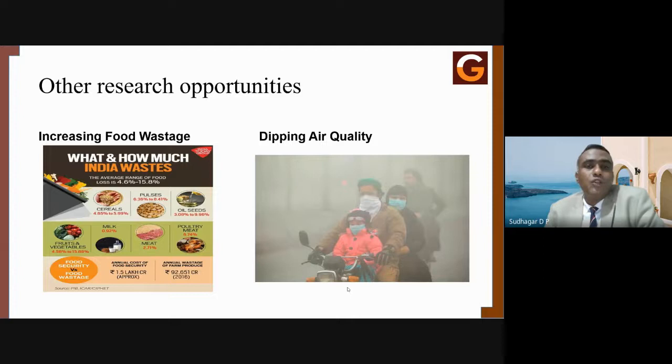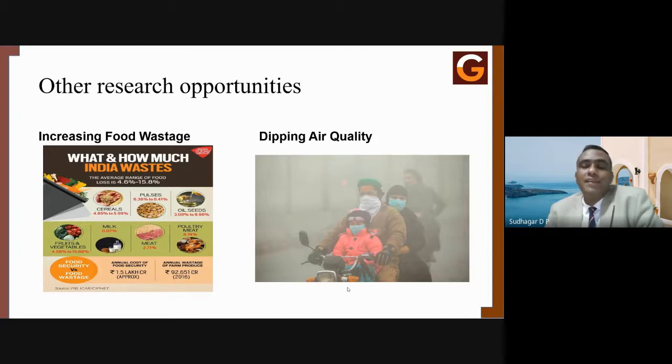Other research opportunities include increasing food wastage. On one side, people are suffering from malnutrition, hunger. On the other side, people are wasting food. So is it possible to do research on why there is increasing food wastage, and how this could be easily tackled?